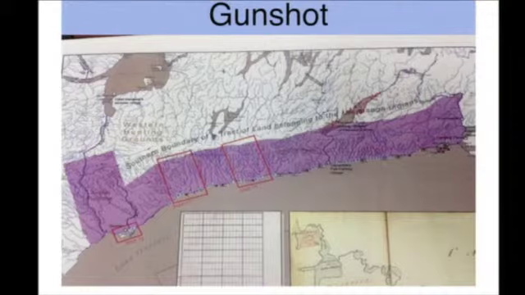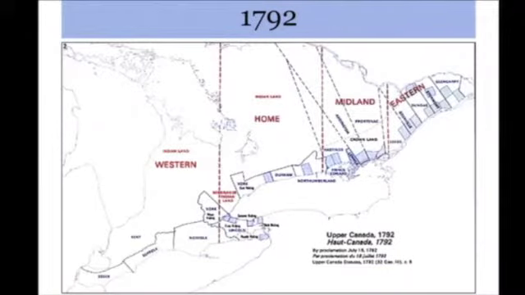1787, 88, Crawford Purchase, gunshot, Toronto Purchase, sees settlement start to come into this area. And if we could start going down, I want to just show you some maps that show how quickly the southern part of this province started to get surveyed out, and how the districts and the townships started to get laid out.